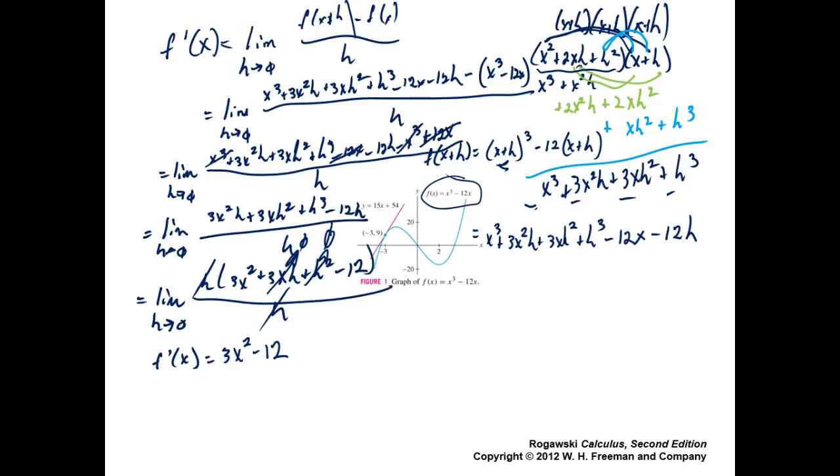Right, and isn't that the same thing? The short way is take the exponent, multiply it by the coefficient, drop the exponent by 1, that'd be 3x squared. Minus 1 times minus 12, drop that by 1, you get x to the 0, which is 1. So you get 3x squared minus 12. That's exactly it. We just showed why that's true. You took the limit, that's what you get.